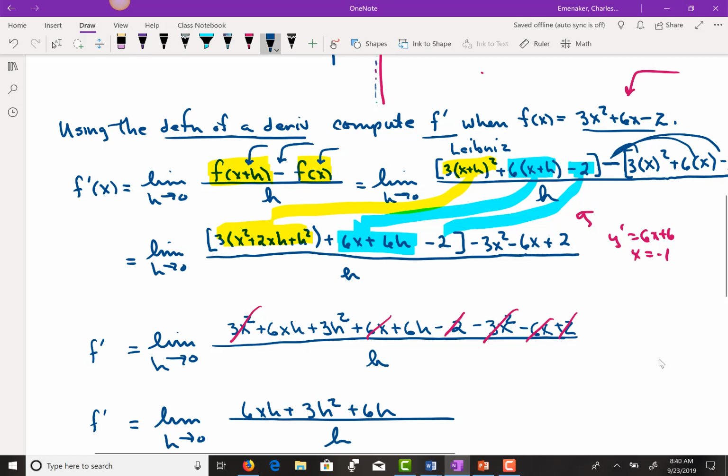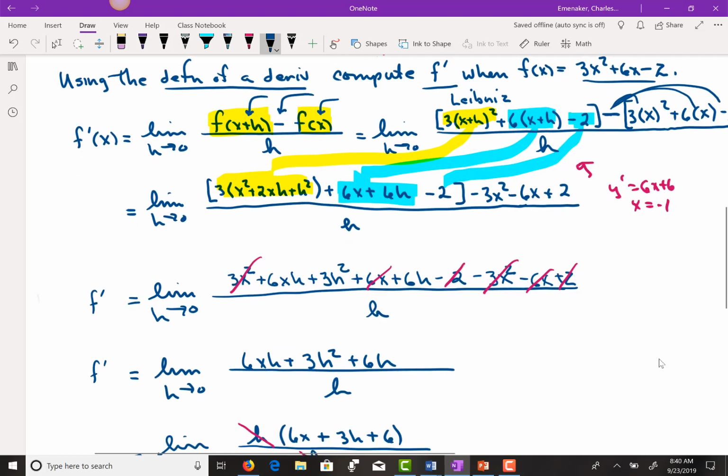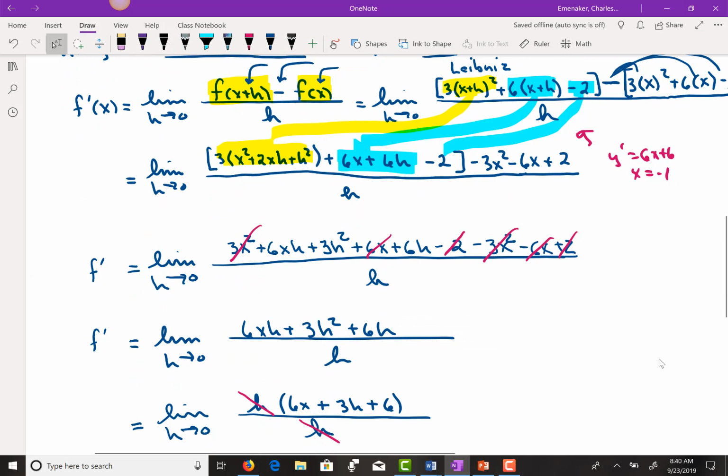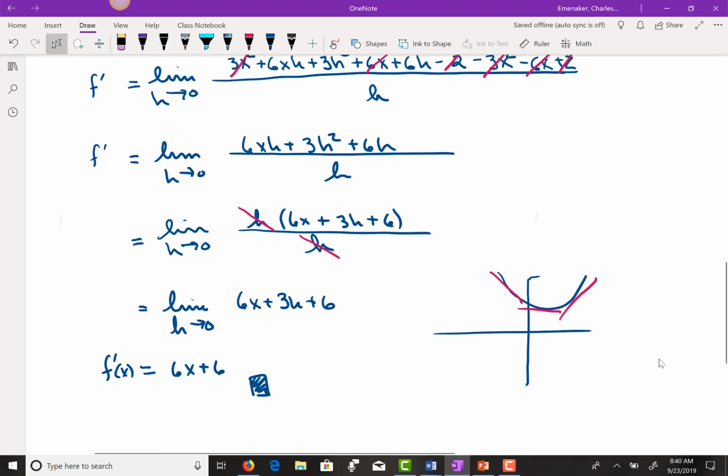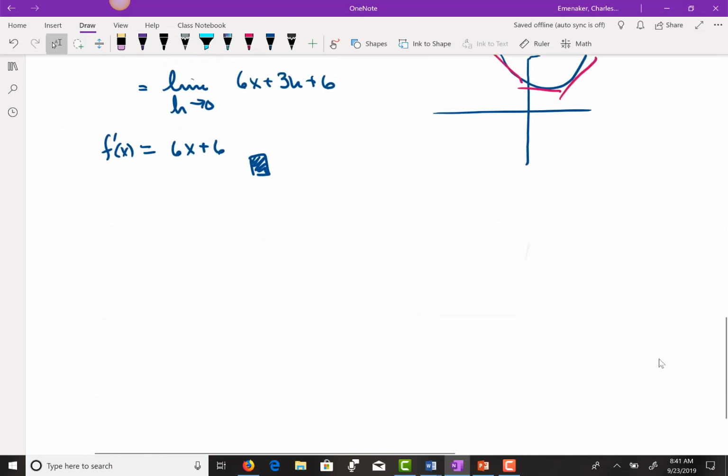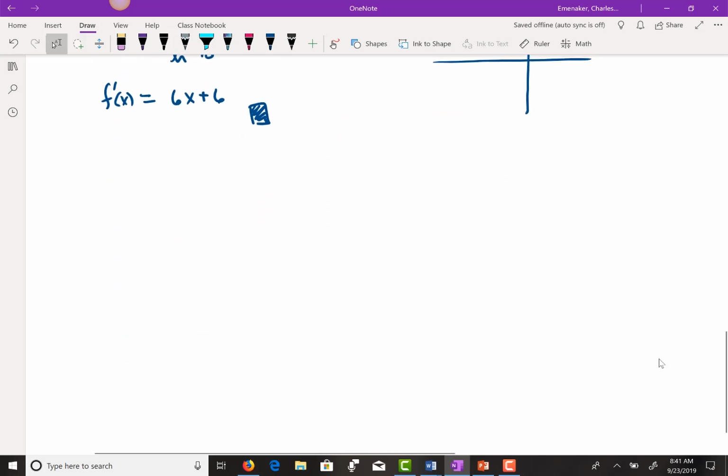Are you okay? Now, one of the things that wound up happening back in the good old days, like 150 years ago, if they wanted to figure out where the slope was 0, they'd use this definition. And they'd go through all of this stuff every time they needed to do something. Well, after a while, they started to notice something, like if y equals 3x squared plus 6x minus 2, y prime is 6x plus 6.